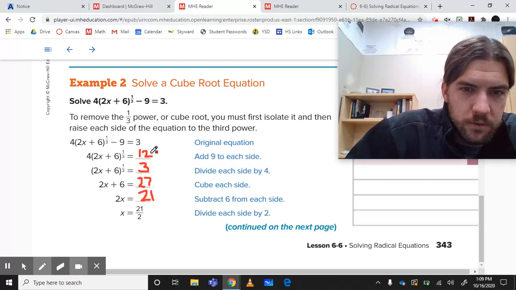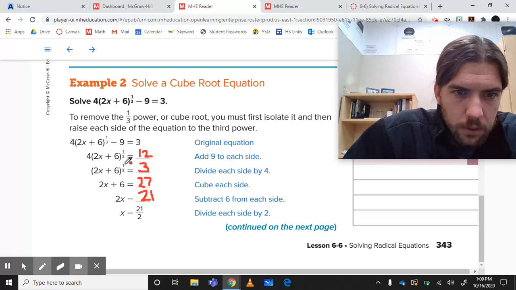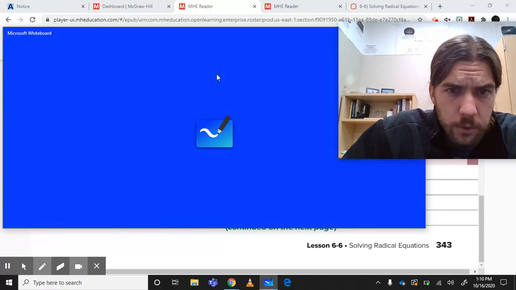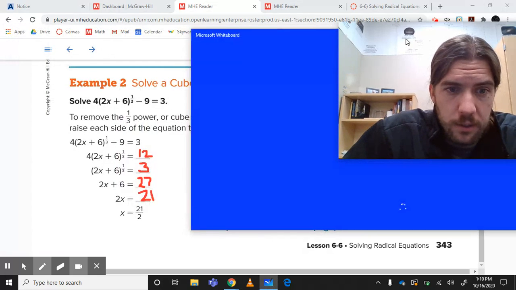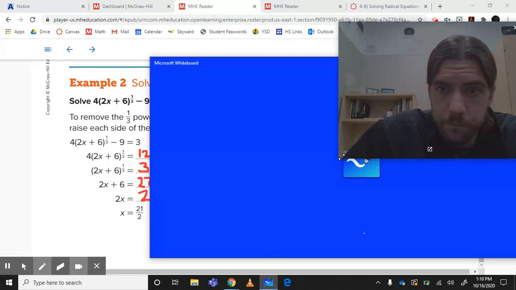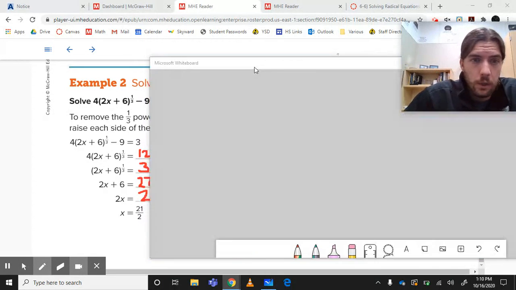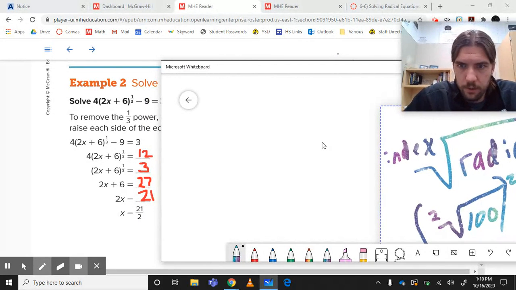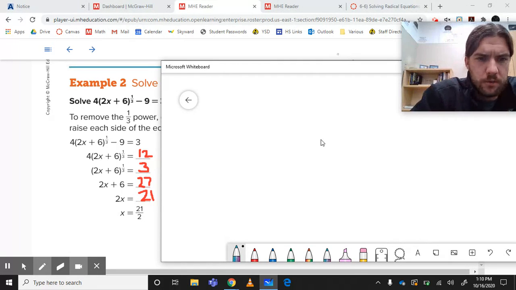Now, the thing that I want to pause on is this step. Why are we cubing each side? Why does cubing this get rid of that 1/3 power? Hopefully if we go through some examples here, we can see how those exponents work out. Let's make some generic question.